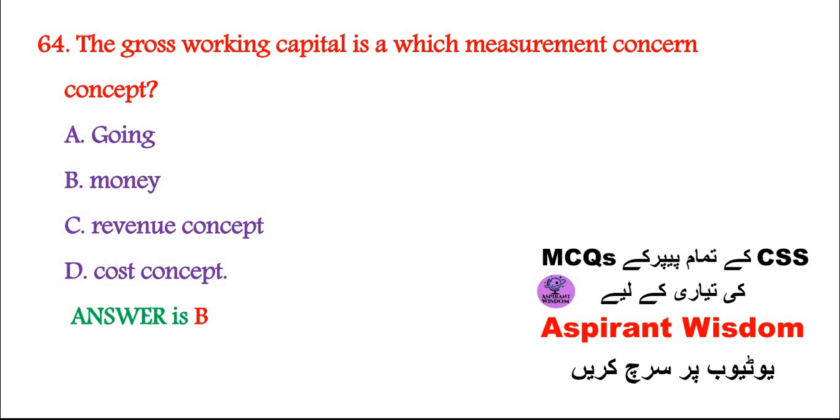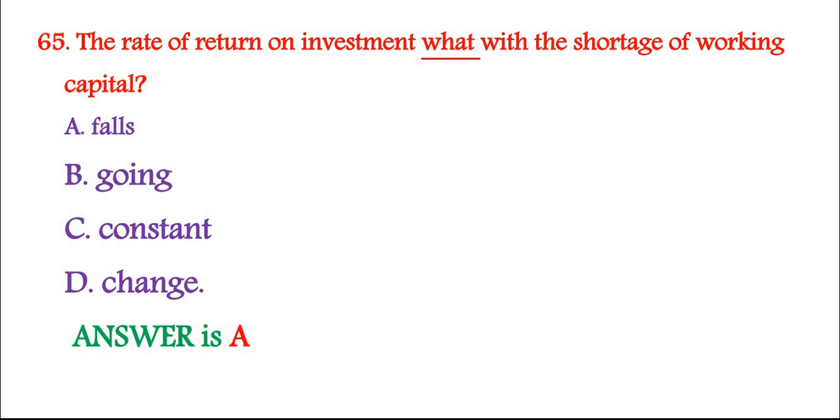64. The gross working capital is a which measurement concern concept? A. Going, B. Money, C. Revenue concept, D. Cost concept. Answer is B. 65. The rate of return on investment what with the shortage of working capital? A. Falls, B. Going, C. Constant, D. Change. Answer is A.